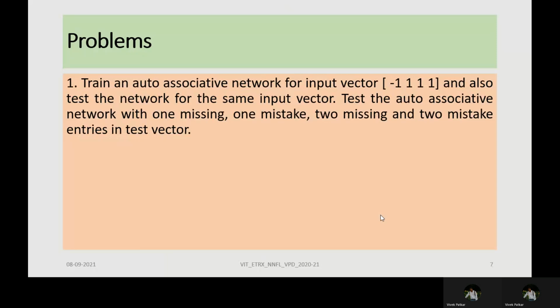Moving ahead, let's solve the problem to better understand how this associative network works. The question says we have to train an auto-associative network for input vector -1, 1, 1 and you have to test the network for the same vector.